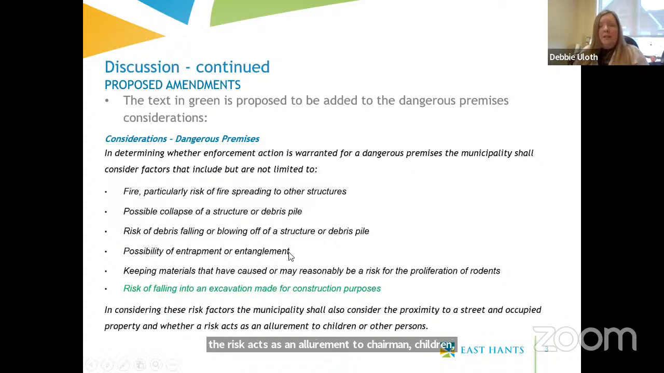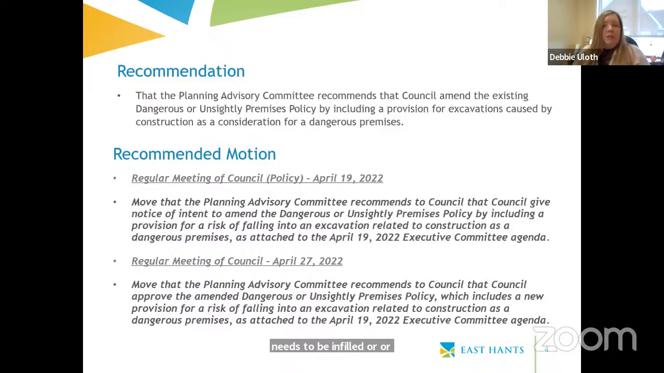And so by listing it here, it gives the administrator the authority to consider it dangerous, and then they can either have a fence put up around it, or maybe it needs to be infilled, or something else that we haven't thought of. So the recommendation is that the Planning Advisory Committee recommends that council amend the existing dangerous or unsightly premises policy by including a provision for excavations caused by construction as a consideration for a dangerous premises.